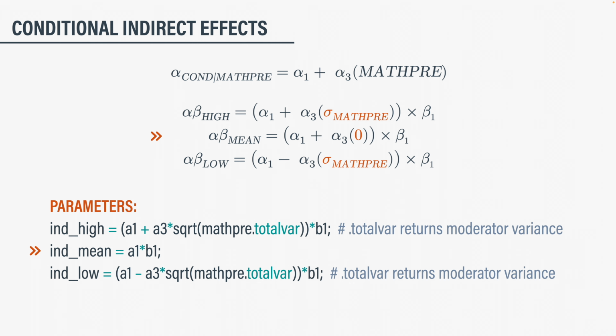So next, we centered the moderator at the mean, so its average is 0. And you can see then that the indirect effect is just simply A1 times B1. So a coefficient drops out here. And then finally, the third line is the conditional indirect effect for someone who's low on the moderator. So again, I'm accessing the standard deviation using that .total var function, and now I'm subtracting that standard deviation to get the indirect effect at 1 standard deviation below the baseline mean.